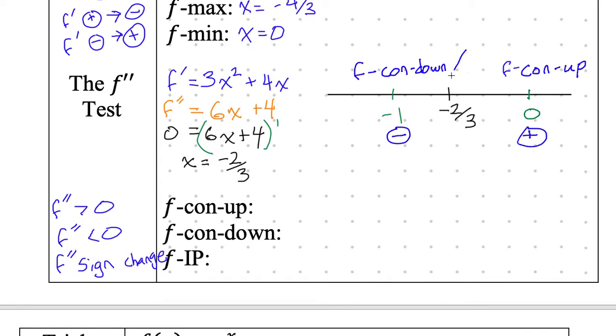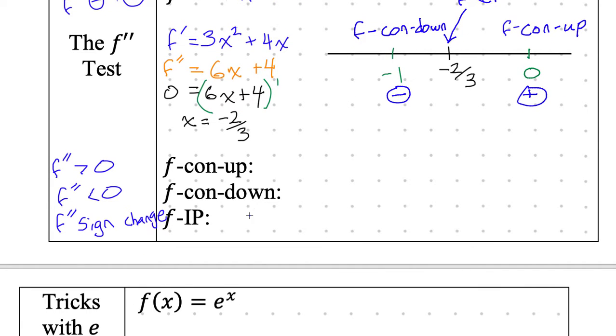And therefore, this point right here is an inflection point. Perfect. Let's label all of our information. Our inflection point happened at x is equal to negative 2/3. Sometimes this won't be an inflection point. If it's positive and positive, that's not a change of sign. It's not going to be an inflection point.